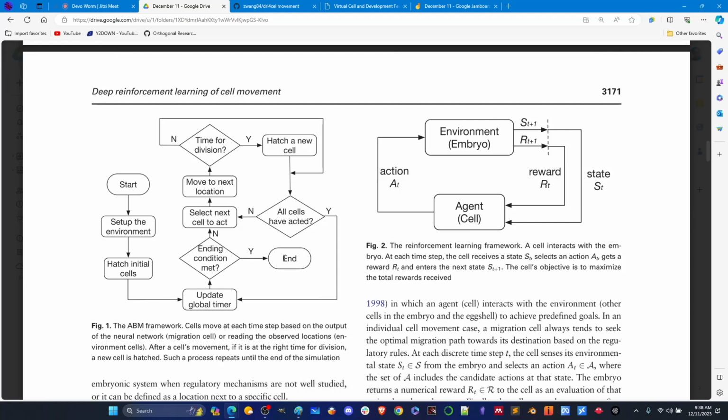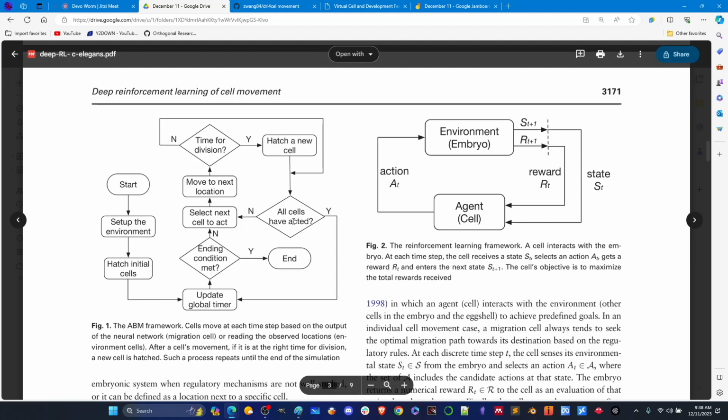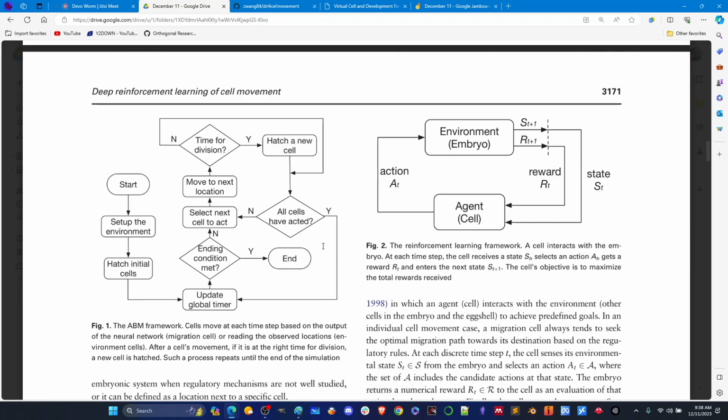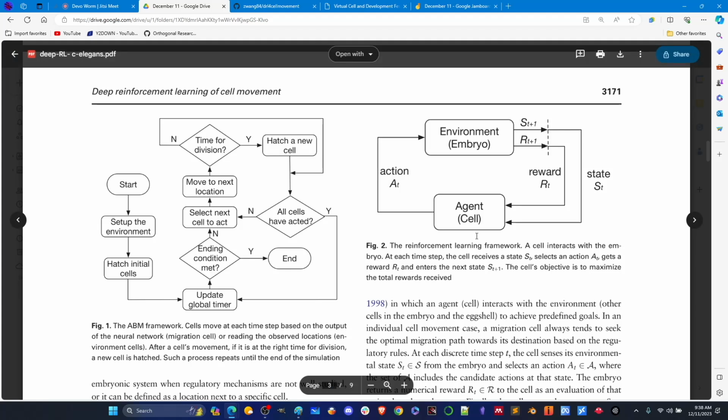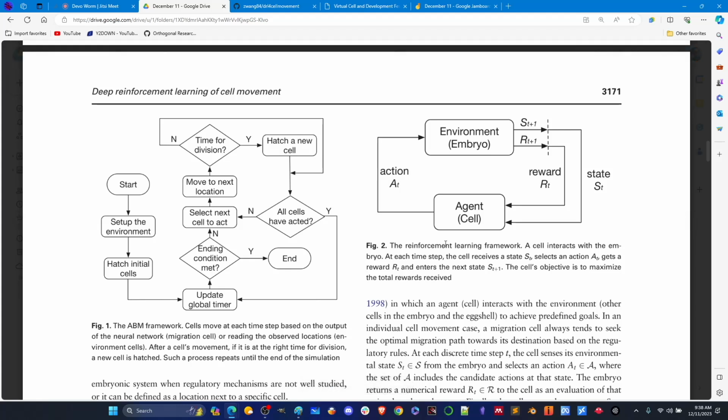So you go through rounds of time where you have a bunch of initial cells that populate the environment. You check to see if they're in the right location. You update the time, you move them again, and then you hatch new cells when they need to be hatched. And then if all cells have acted, you end the simulation. It's pretty simple. And then the reinforcement learning framework is a little bit different.